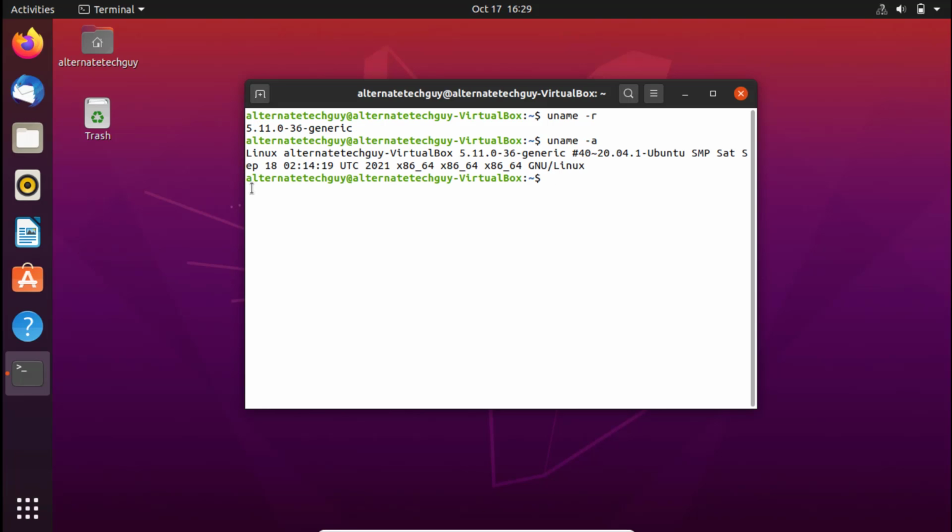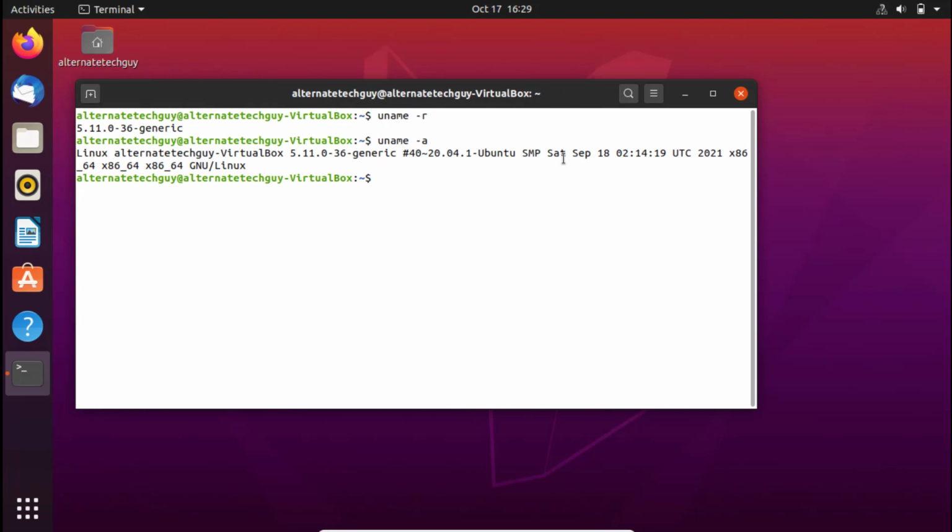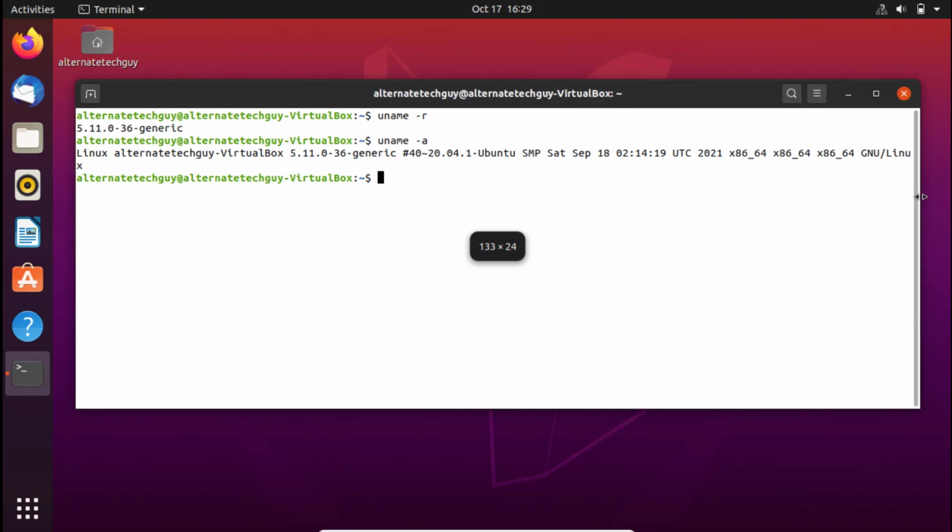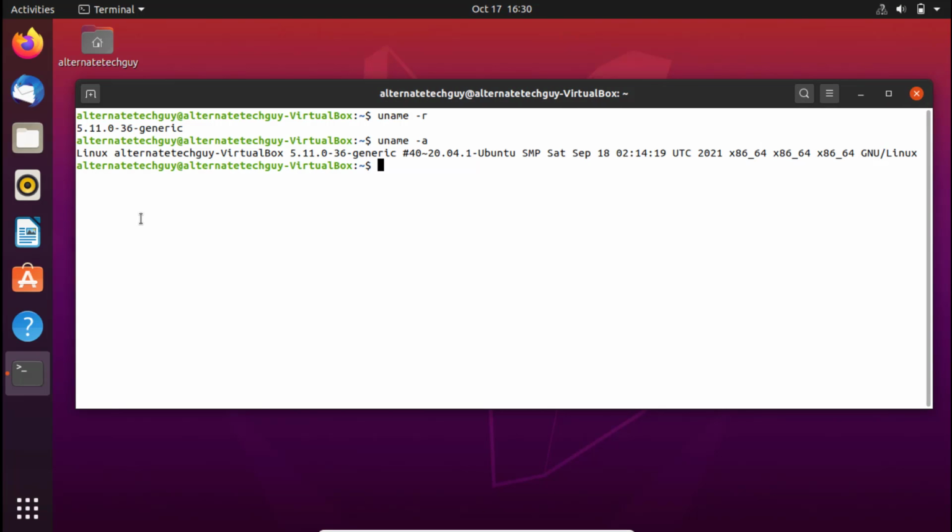Let me expand it a little bit. Linux is the name of the kernel and the host name. This is the version of the kernel with level of bug fixes. Generic means that it's a desktop version, not a server version. #40 means how many times Ubuntu has compiled this version. And this is the version of Ubuntu, and the last compile was on Saturday, September 18 at 2:14, and this is the machine architecture, the processor architecture, and the operating system, and what is the name of the operating system.